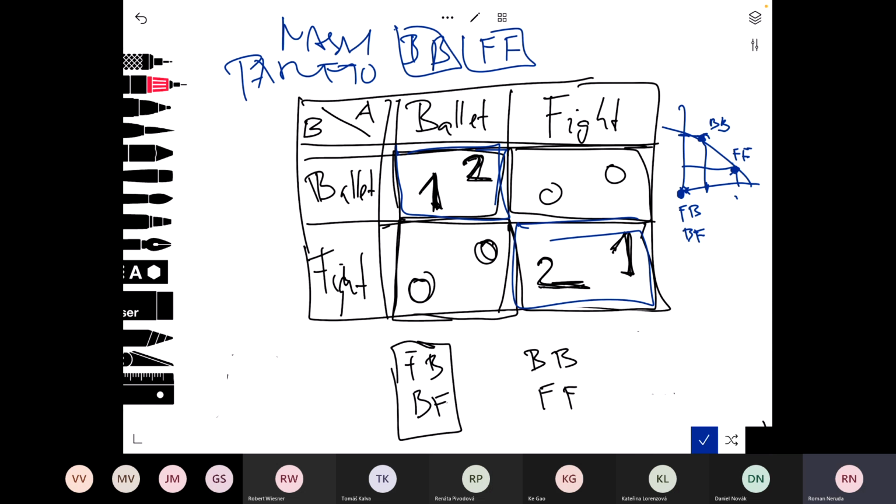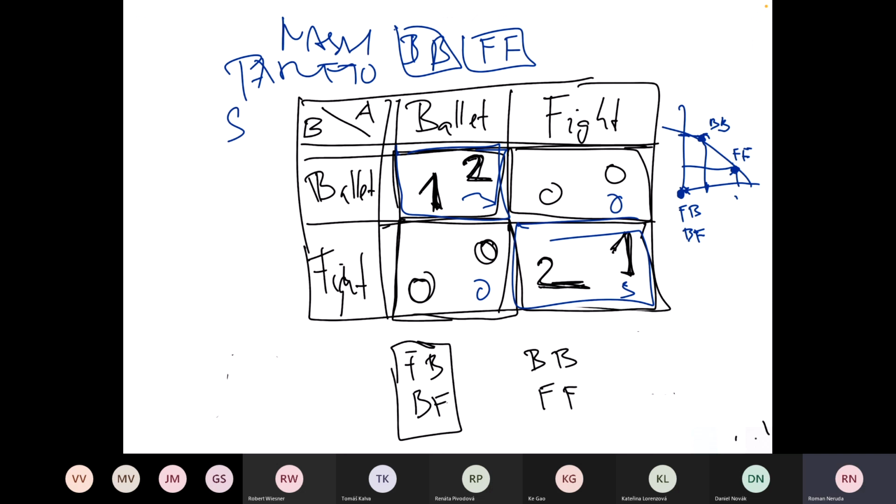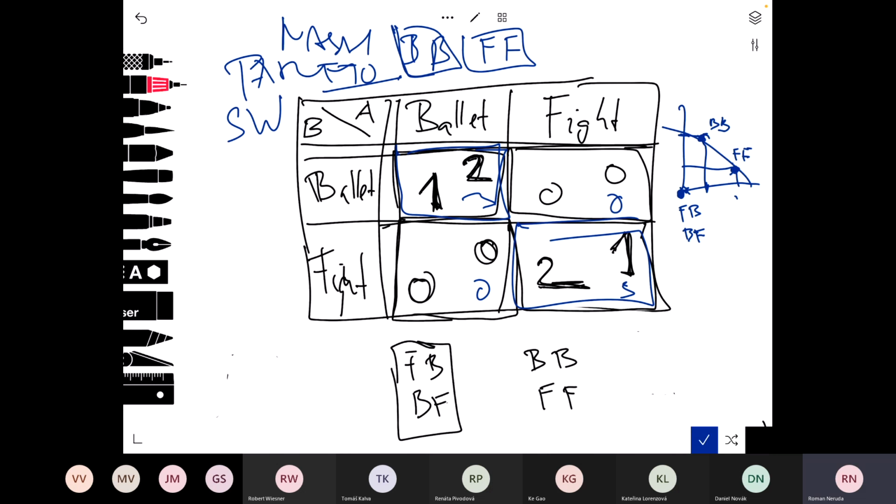And consider the social welfare. We're summing them, right? So this is 0, 0, 3, 3. So wow, even social welfare is optimal at BB and FF. So this coordination game has the same Nash equilibrium, the same Pareto optimal outcomes, and these two strategies are also the social welfare optimal strategies. So this is very different from the situation with the prisoner's dilemma.